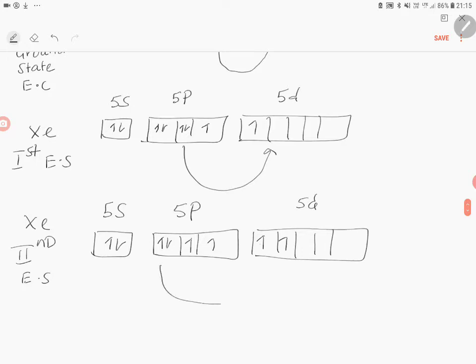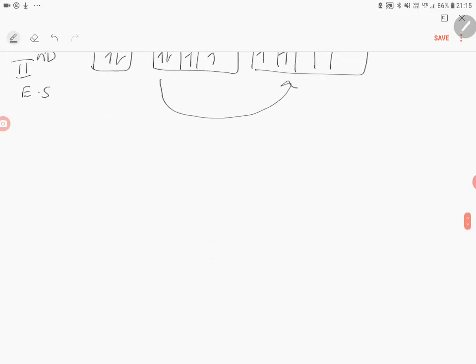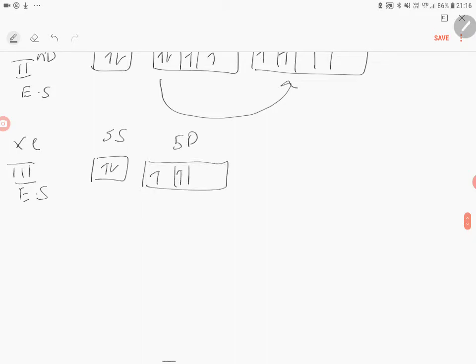Now, once again, if you can promote this electron, you will get the third excited state. So, xenon, third excited state. So, you will have 5s once again undisturbed. In 5p, you will have 3 unpaired electrons, and 5d also you will have 3 unpaired electrons.